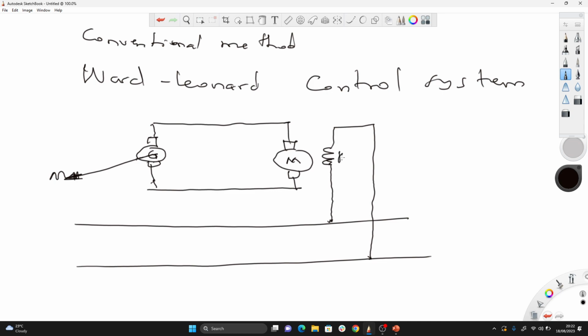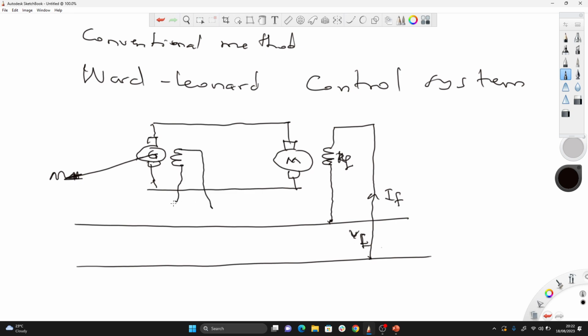This is my RF. This becomes my VF, right? Field voltage. Then it will cause some field current to flow through. That makes sense. So now this generator also gets excitation. The generator field excitation also comes from here.